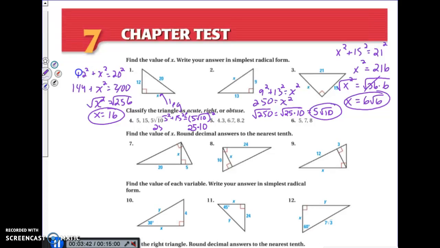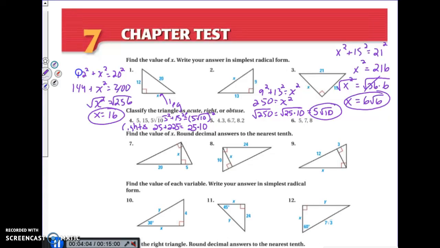So this side is 25 plus 225, which is, they're both equal. So this one's a right triangle. Right, when you use the Pythagorean Theorem converse and both sides are equal, it's a right triangle. Number 5, again, I just plug them in the calculator.